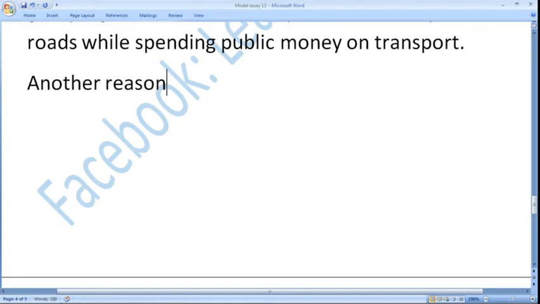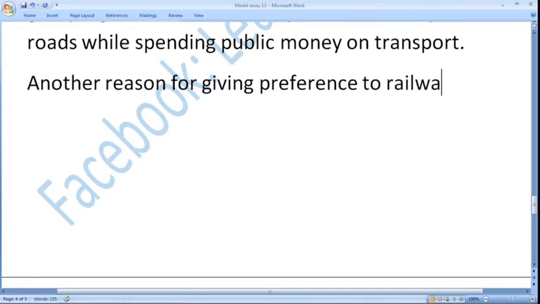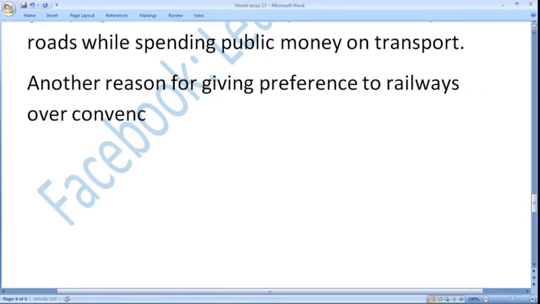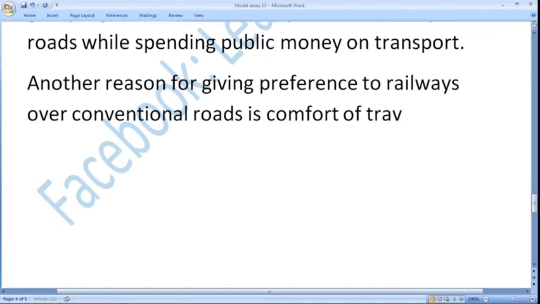Another reason for giving preference to railways over conventional roads is comfort of travel. Then we need to expand it. Let us make a complex sentence.